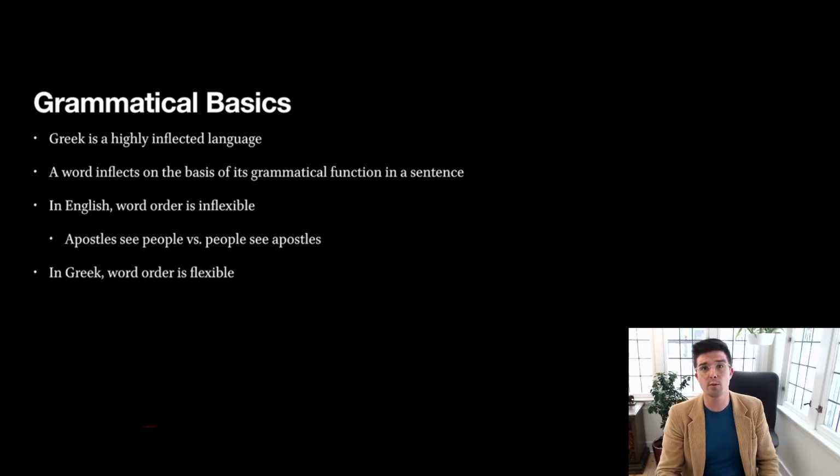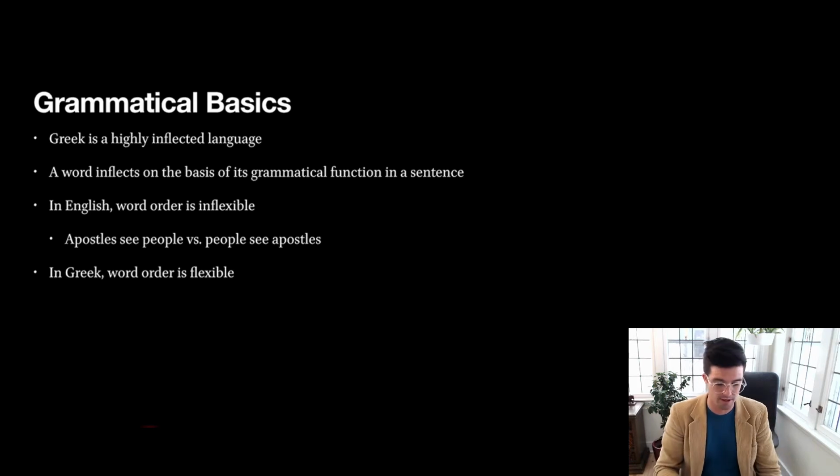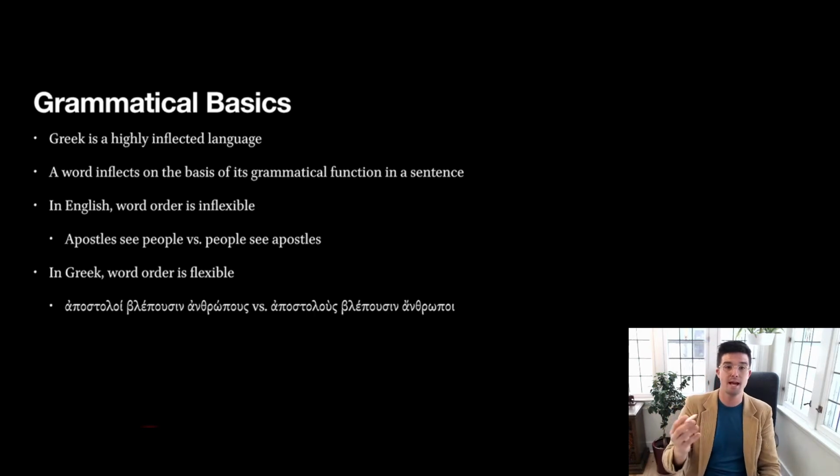In contrast, Greek word order is flexible because Greek is a highly inflected language. So returning to this idea, because it is so important for your understanding of Greek. We have this same sentence in Greek, and you'll notice that even if you don't know these Greek words yet, you can see that apostoloi and apostolous are the same word for apostle. In this case, it is the subject of the sentence. In this case, it is the object of the sentence. So this one roughly correlates to this, and this one roughly correlates to this. Apostles see people versus people see apostles.